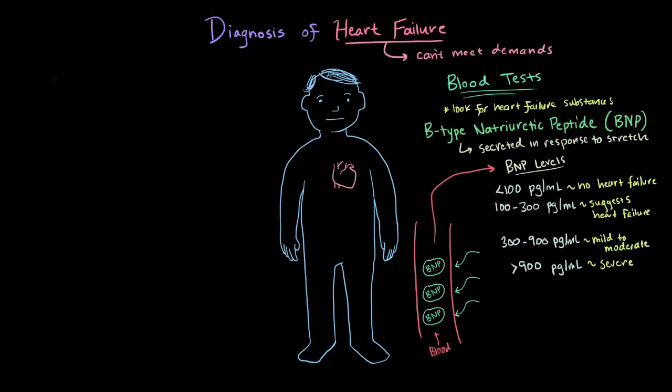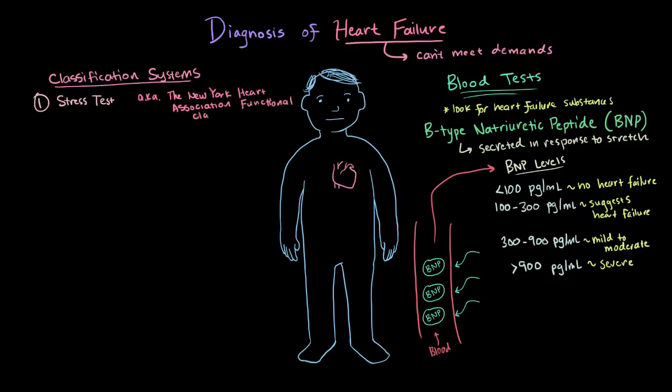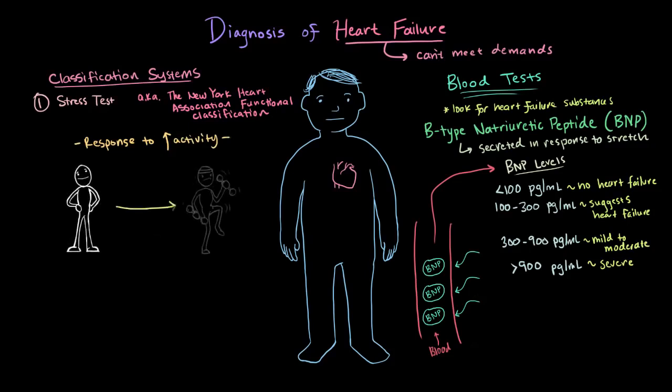But beyond imaging and a blood test, the doctor will often use a couple of classification systems to describe the severity of the symptoms, basically so they can get an idea on how best to treat each individual patient. And the first is the stress test, which is also known as the New York Heart Association Functional Classification. This looks at how well you respond to physical exertion, because we know that with more activity and exertion, your body demands more blood, right? So depending on how well your heart can respond to increasing demands by increasing this activity, we can start to understand how severe the heart failure is.